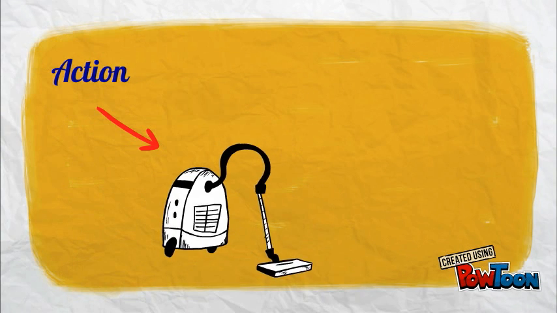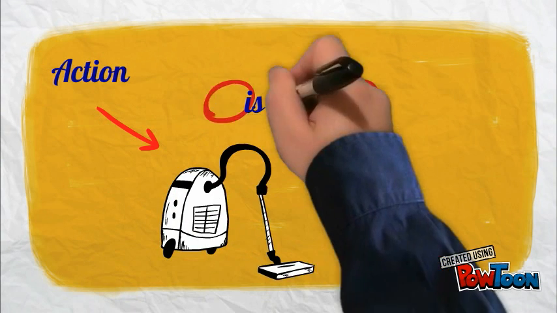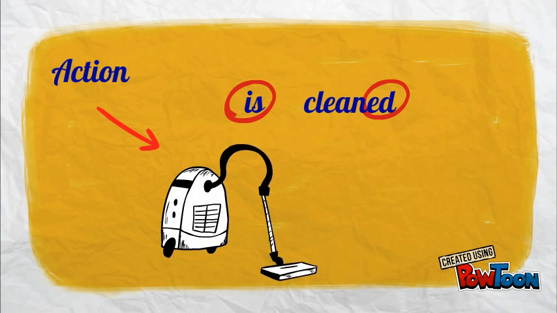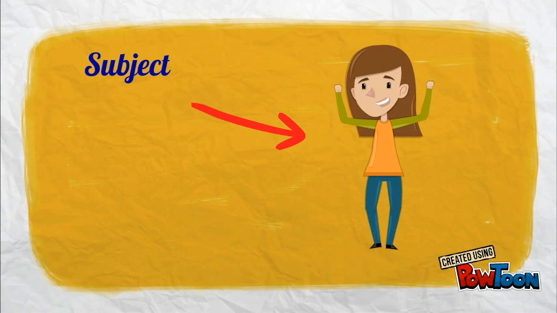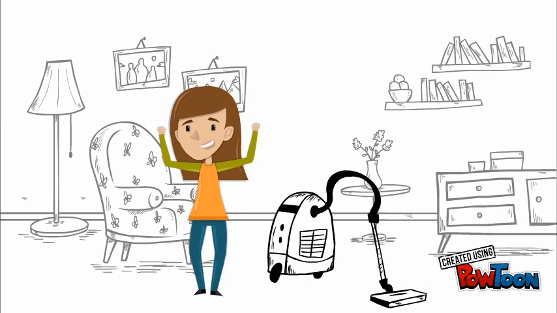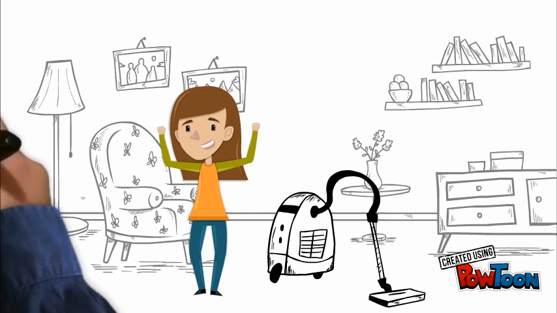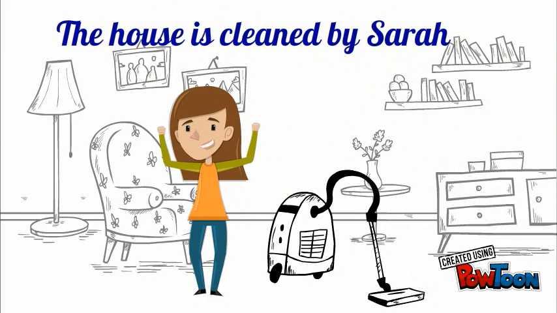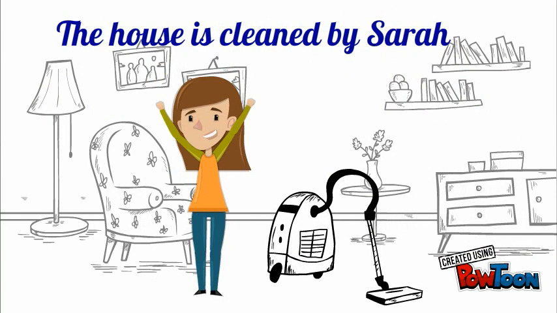We have to modify the verbs too. We need to write them using the verb to be and the past participle. As well, the subject of the active sentence is now the object of the passive one and is introduced by the preposition by. Finally, we would have something like this: the house is cleaned by Sarah.